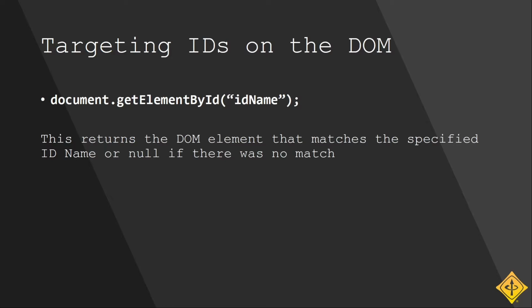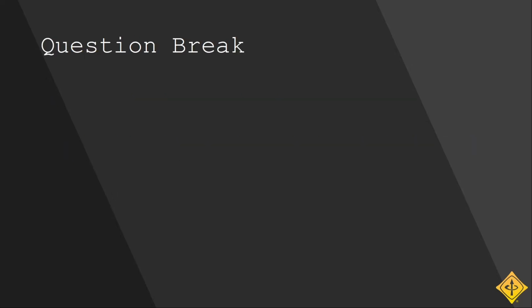So now targeting IDs, instead of getElementsByClassName, you would use getElementById and then the ID name. This returns the DOM element that matches the specified ID name, or null if there is no match. It doesn't return an array, it just returns the element or null. Alright, any questions? Check the chat.